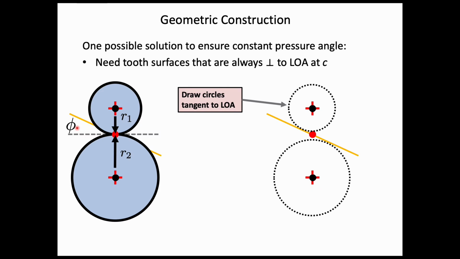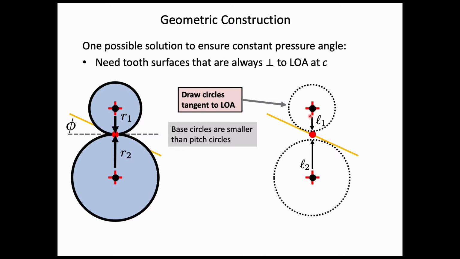The next step in this construction is to draw some circles that are tangent to the line of action. These circles are smaller than the pitch circles, and we're going to define these circles to be called the base circles, and these are going to become important in constructing tooth geometry that provides conjugate action.